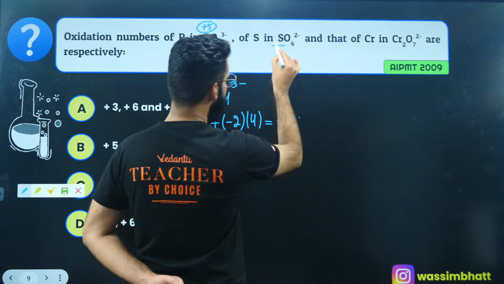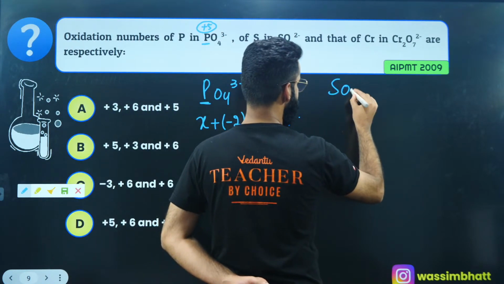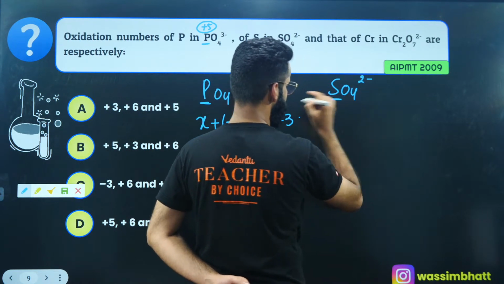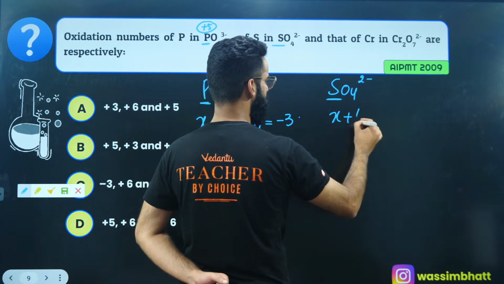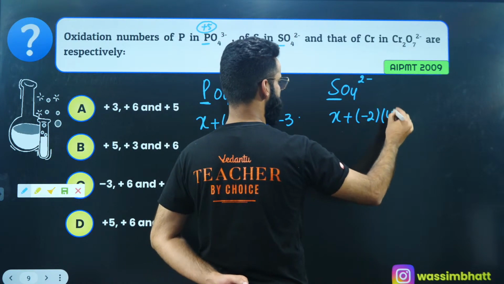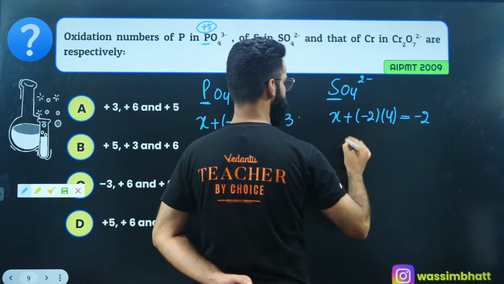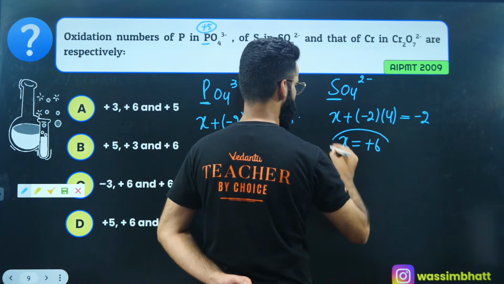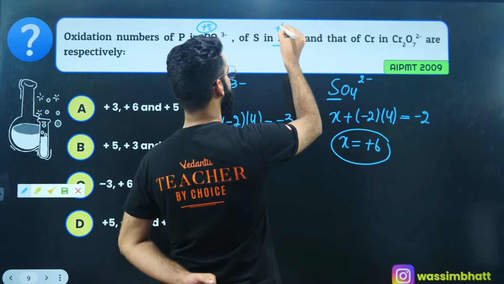What about the oxidation state of sulfur in SO4 dinegative? Let's assume it to be X. Oxygen will show -2 oxidation state. There are 4 oxygen atoms. Net charge present is -2. So the value of X will come out to be +6. So +6 is the oxidation state of sulfur over here, right?